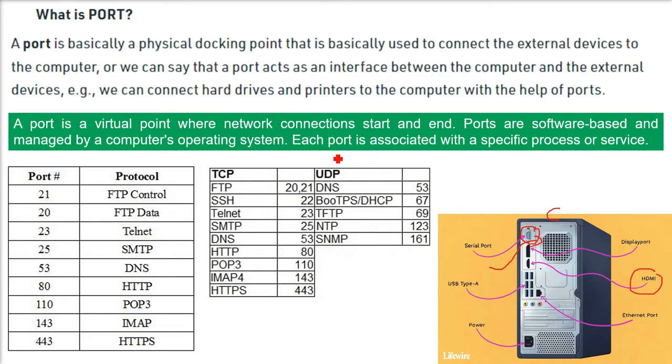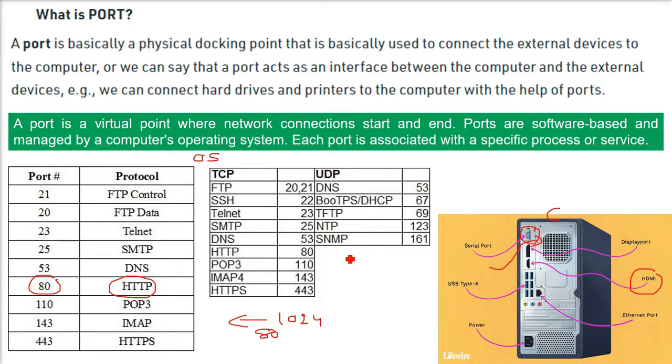The port is a virtual point where a network connection starts and ends. The ports are software based and managed by the computer's operating system. It is the TCP/IP or other stack in your operating system. Each port is associated with a specific process or service. For example, 80 is for HTTP, 443 for HTTPS, 25 is for SMTP. So these are the numbers, and these are automatically generated by the operating system.